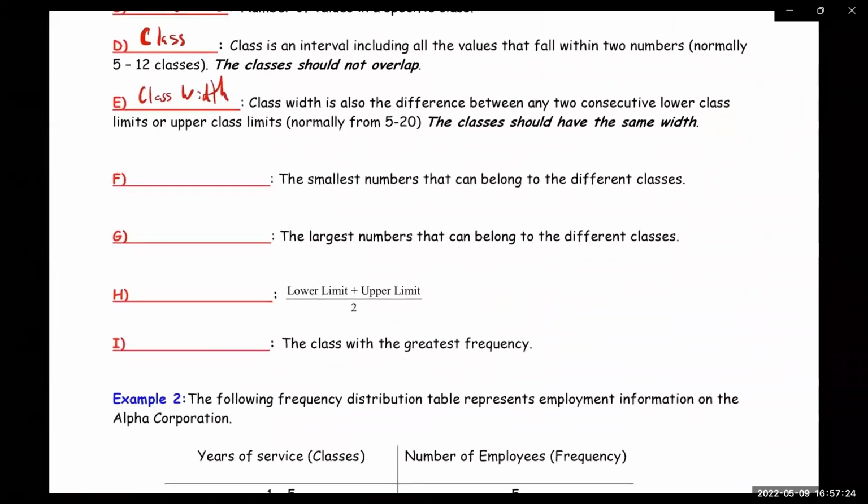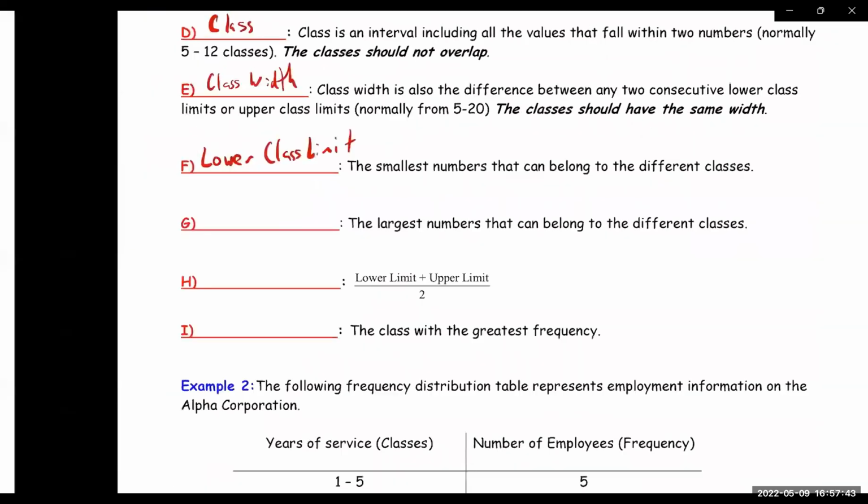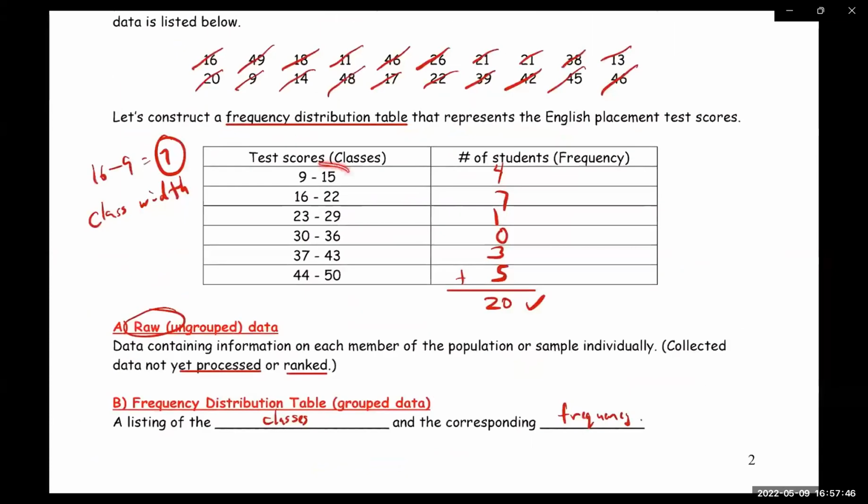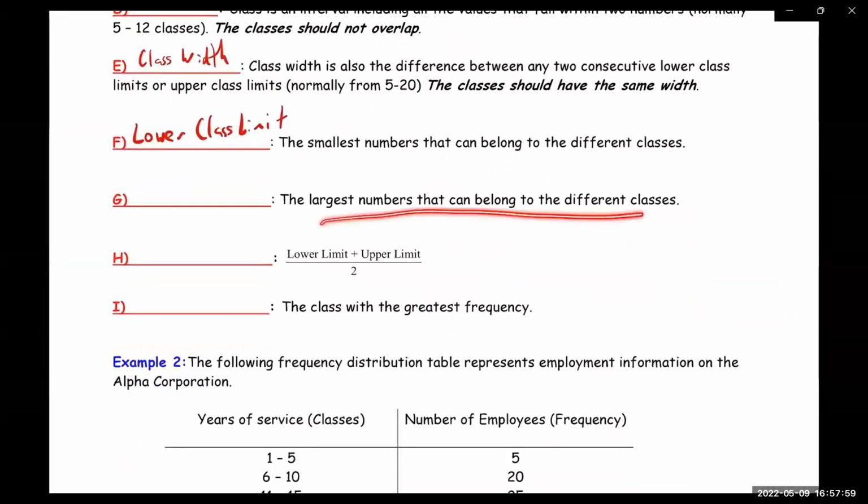The smallest numbers that can belong to the different classes, that's the minimum value. Oh, I'm sorry. No, the smallest numbers that can belong to the different classes, that's a lower class limit. So in other words, the smallest number that can fall in this class would be 9. The smallest one that can fall in this class would be 16. So these are called the lower class limits. And these are called the upper class limits, the largest values. So the largest number that can belong to a class is the upper class limit.